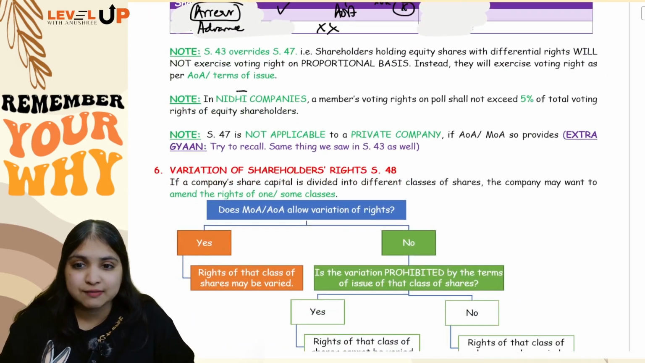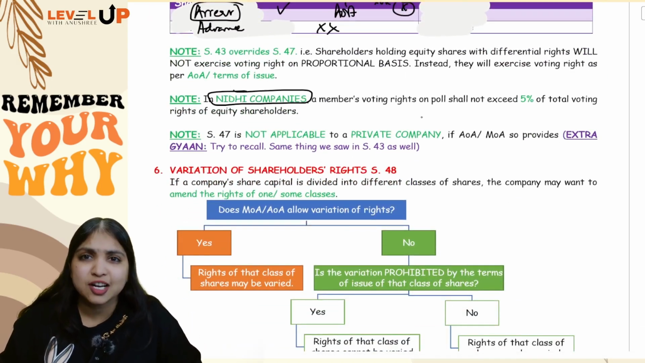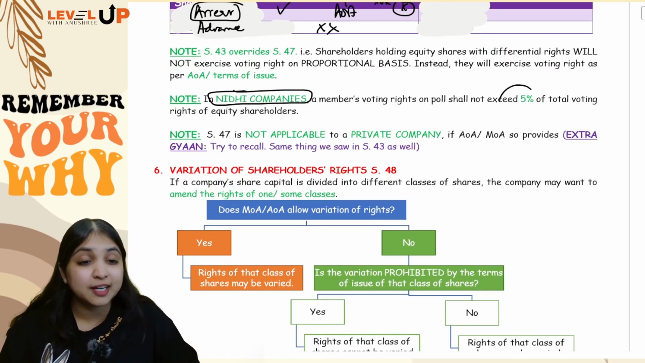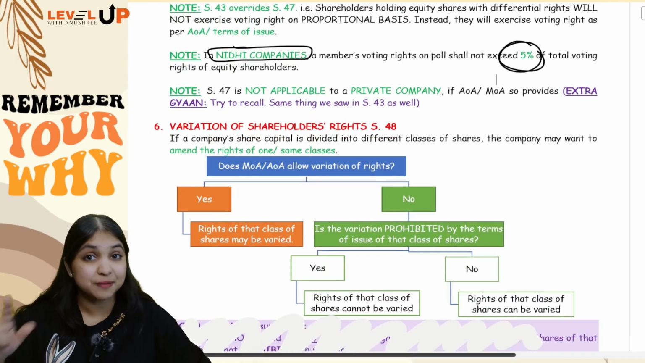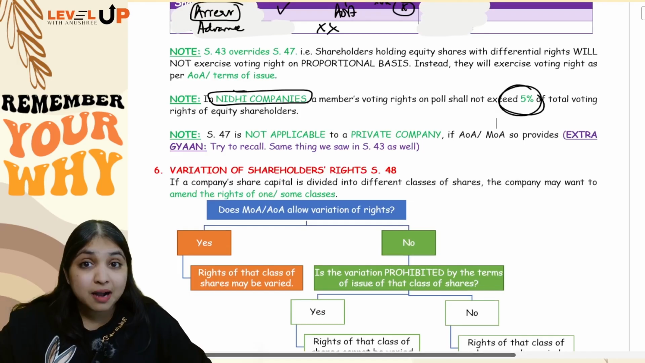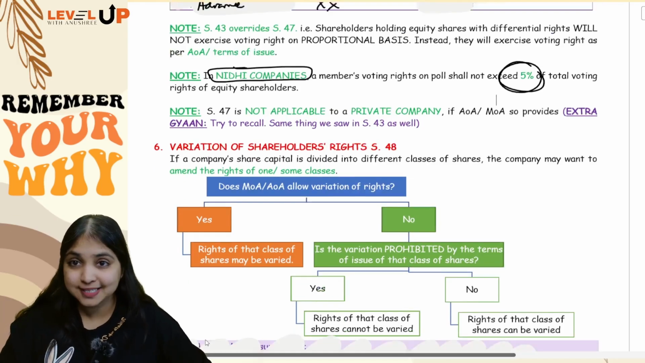And we also discussed if the company is a Nidhi company, over here a shareholder can have maximum how much voting right. In Nidhi companies, a shareholder can have maximum 5% voting power only. Try to recall Sarvodaya Nidhi Urban Company Limited. Please mark that question. You have to see that question before your examination as well.